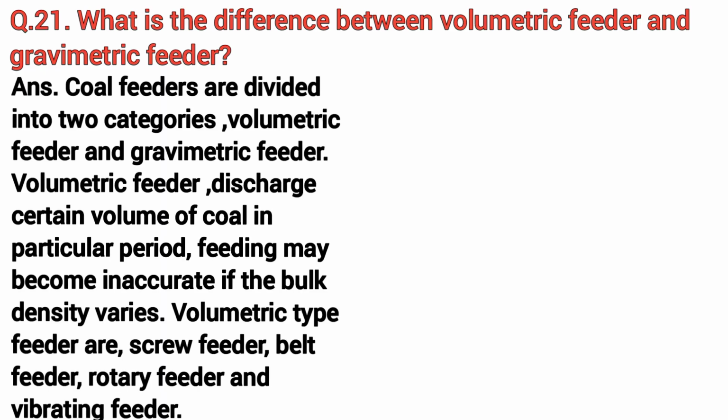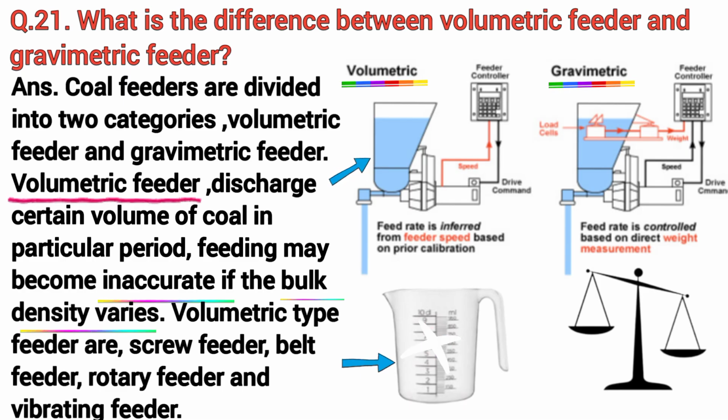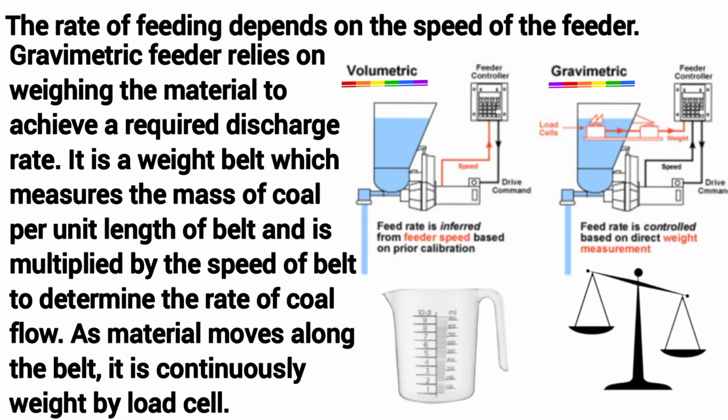Coal feeders are divided into two categories: volumetric feeder and gravimetric feeder. A volumetric feeder discharges a certain volume of coal in a particular period. Feeding may become inaccurate if the bulk density varies. Volumetric type feeders are screw feeder, belt feeder, rotary feeder and vibrating feeder. The rate of feeding depends on the speed of the feeder.